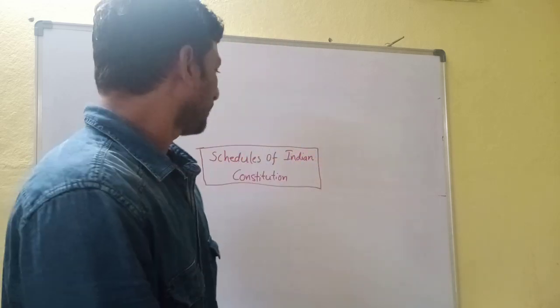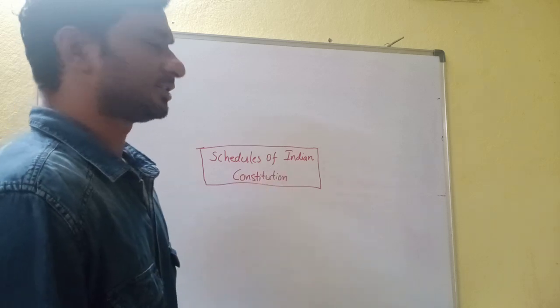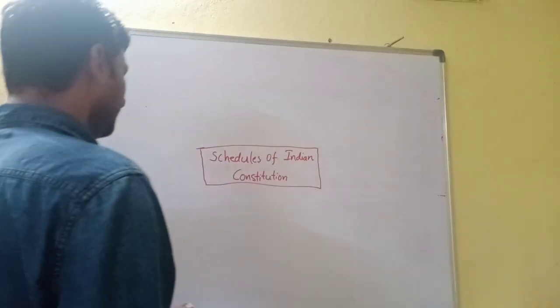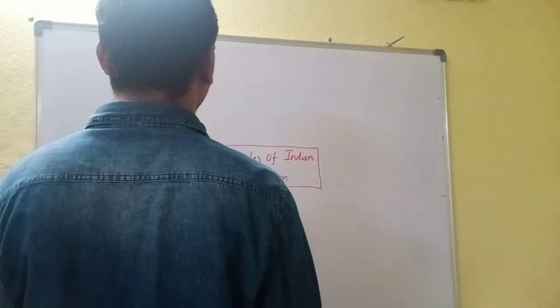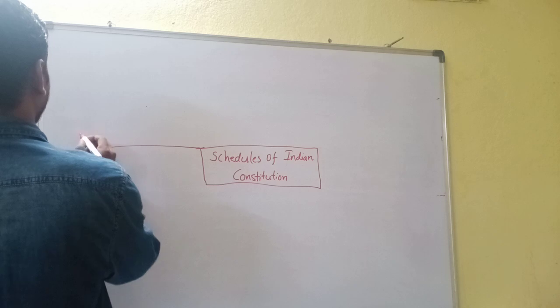Today in this video I am going to present you the timeline of schedules of the Indian Constitution. There are 12 schedules in the Indian Constitution. We will divide them into 6 on the upper side and 6 on the lower side. So let's start from Schedule 1.